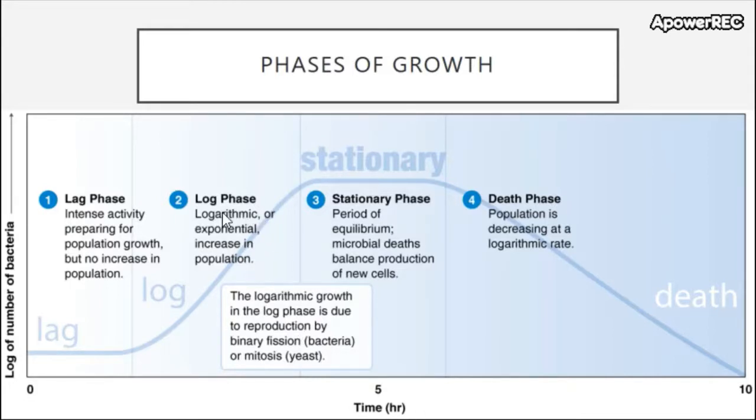So eventually the log phase leaves and the bacteria or the microbes enter a stationary phase, which is a period of equilibrium, so the number of microbial deaths balance the production of new cells. Eventually though, we hit the 4th stage, the final stage, which is death phase, and this is where the population is decreasing at a logarithmic rate, so it drops off quickly as well. So the log phase essentially stops when the population approaches the limit of what the environment can support in terms of how much nutrition and fuel is available.